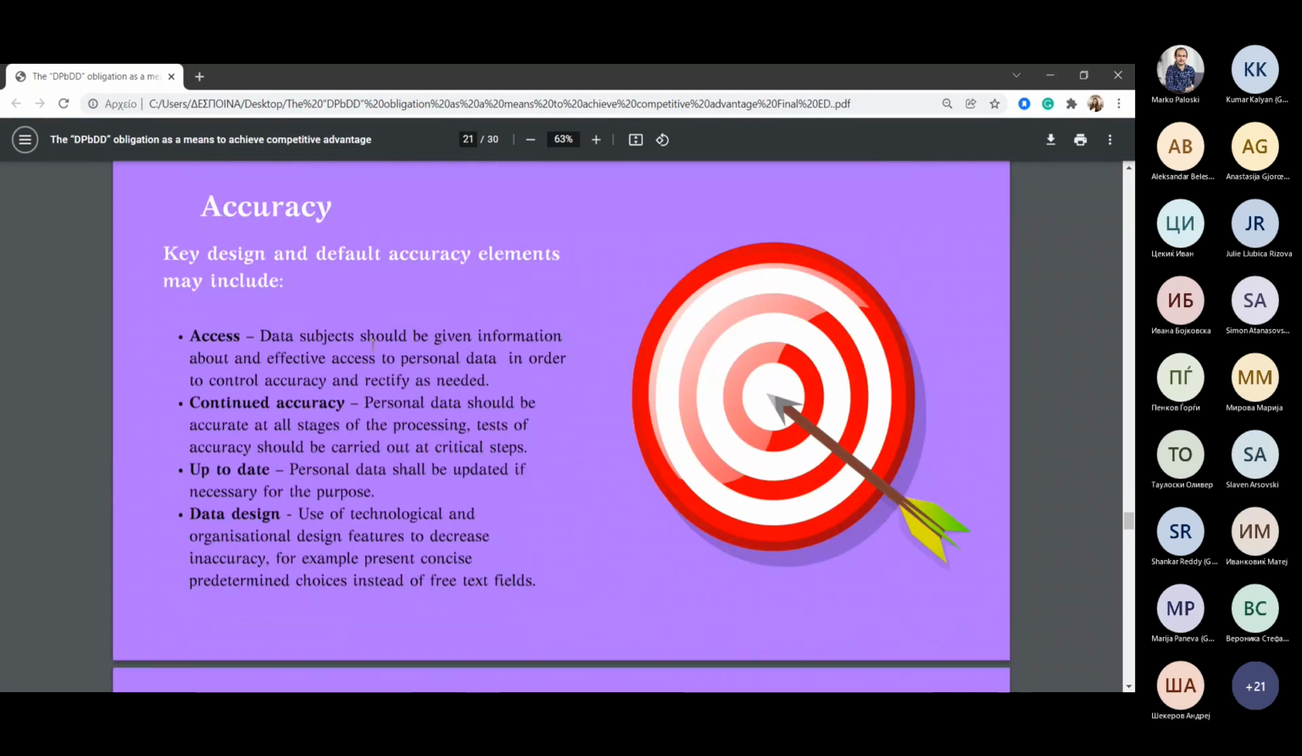Also, data subjects should be given information about and effective access to personal data in order to control the accuracy themselves and rectify as needed. Personal data should be accurate at all stages of the processing. Tests of accuracy should be carried out at critical steps. Personal data shall be updated if necessary for the purpose, and data design should use technological and organizational design features to decrease inaccuracy. For example, present concise, predetermined choices instead of free text fields.